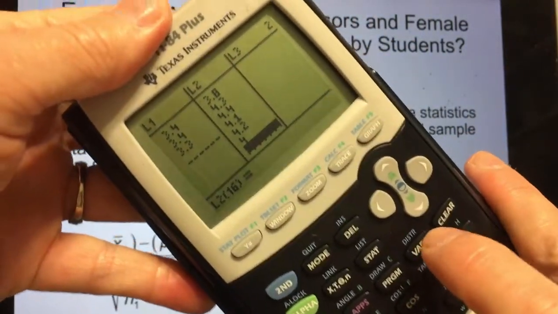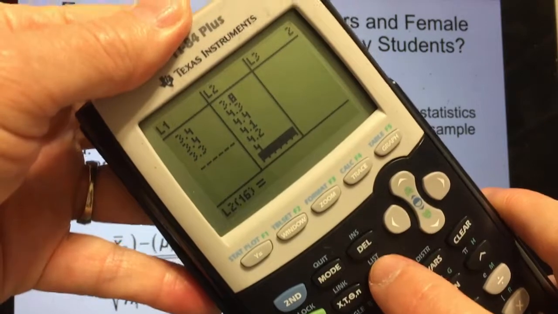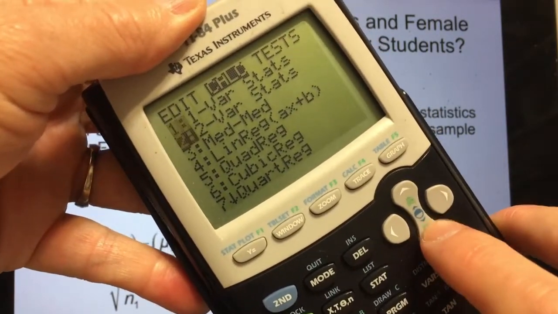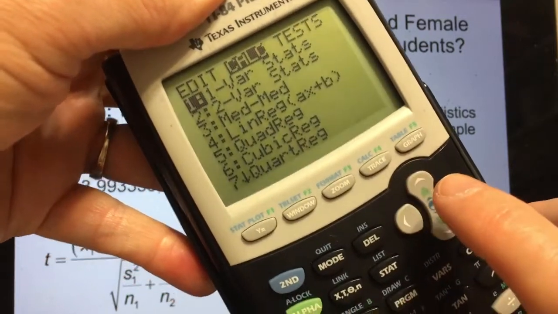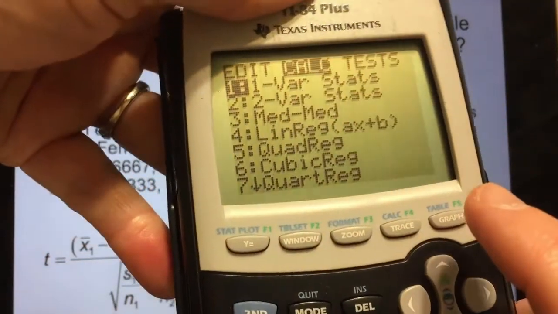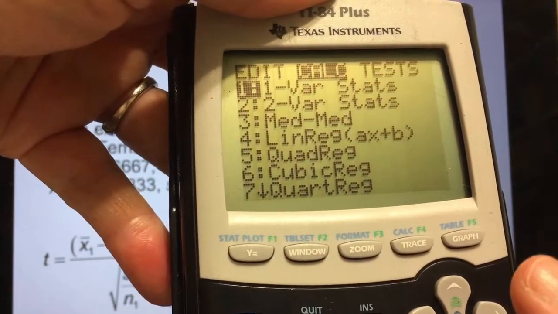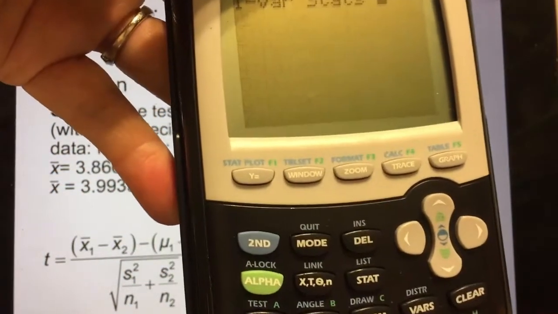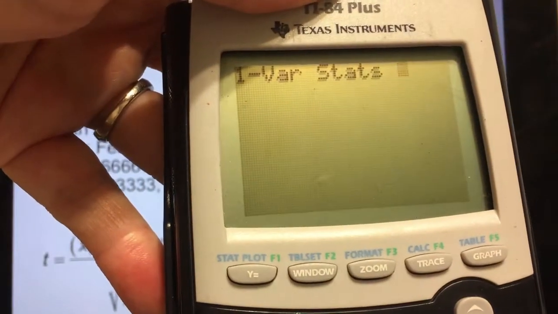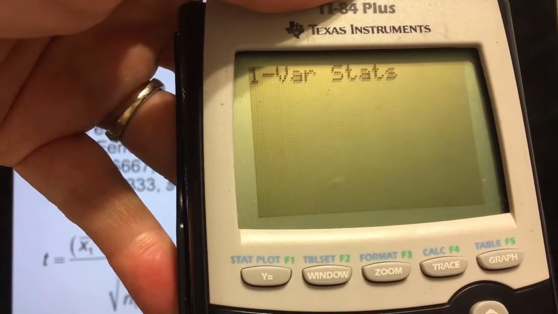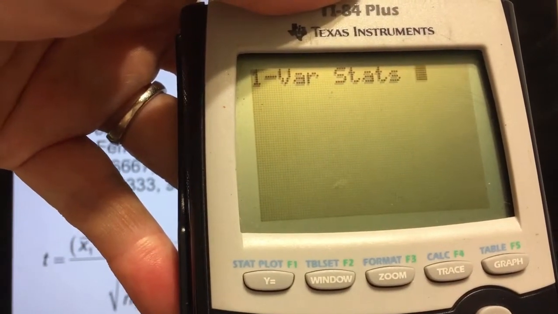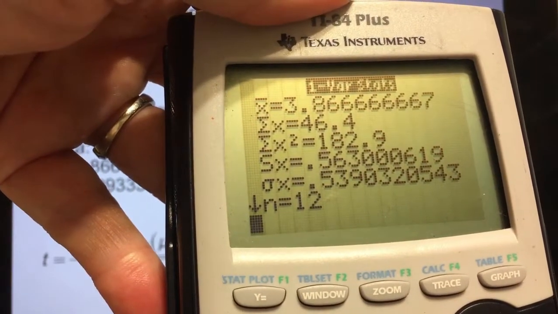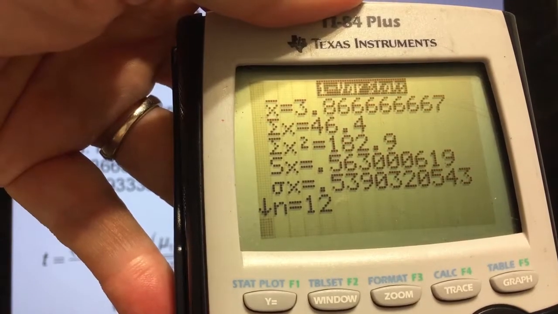So I'm going to come over here and I'm going to go to stat, and then I'm going to move over to calculate, and I'm going to go to one variable stat. I'm going to hit enter here, and then it says, where do you want me to take the stats from? So I'm going to hit enter again because I want the first stats to come from L1. And when I do, I get 3.86666 repeating.